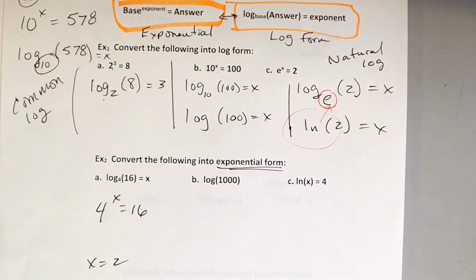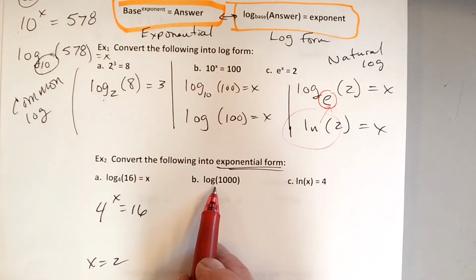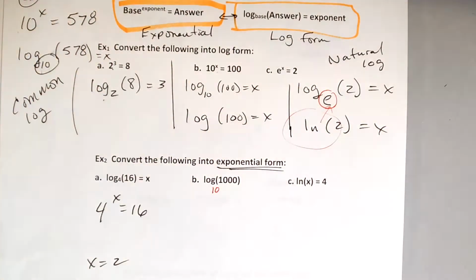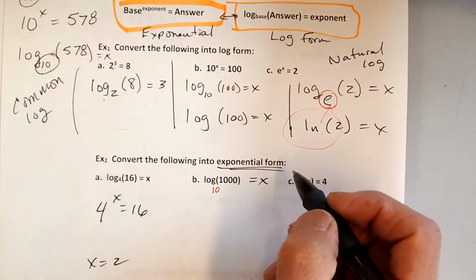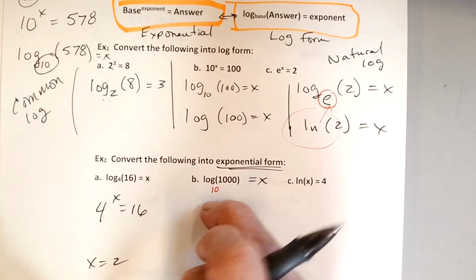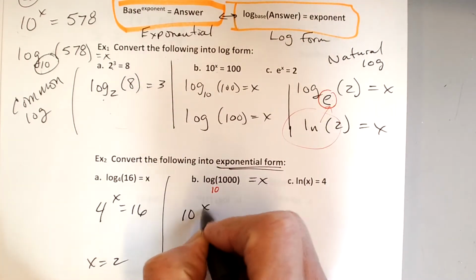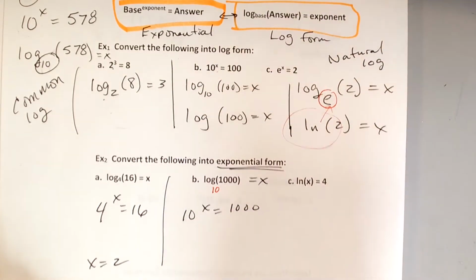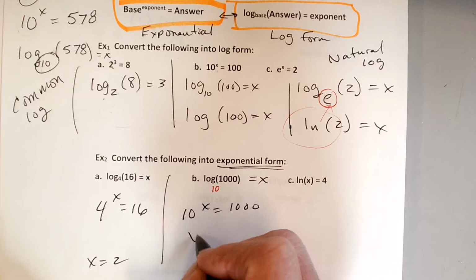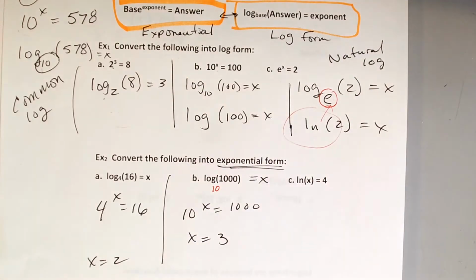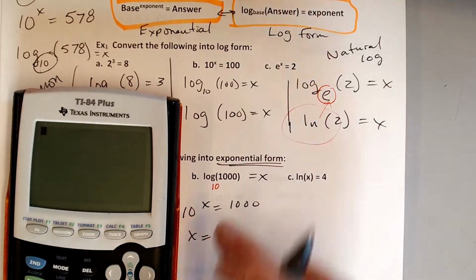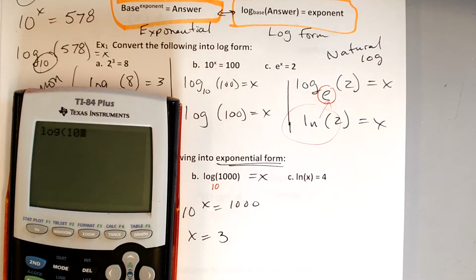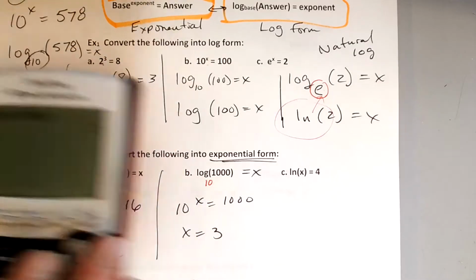Okay, B. What is the invisible base? 10. Nice job, Francisco. Totally right. So I'm going to set it equal to x because I want to rewrite it. So I'm going to go 10, because that's my base, to the x equals 1,000. And x obviously is 3, because 10 times 10 times 10. You okay with that? In fact, I could even do it on my calculator if I really wanted to. What's log of 1,000? Log of 1,000 is 3. I knew that already, though.